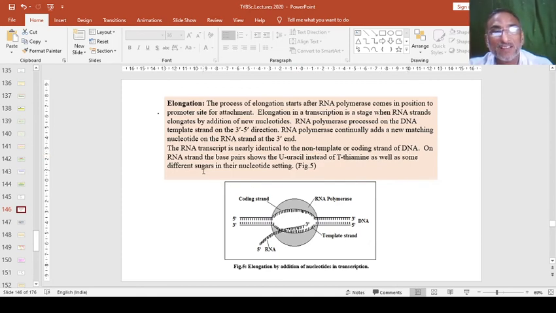On the RNA strand, the base pairs show U, that is uracil, instead of T, that is thymine, because instead of thymine there is uracil on the RNA strand and thymine is on the DNA strand. Therefore, when this DNA strand forms a new RNA strand, uracil is there instead of thymine, as well as different sugars in the nucleotides. You can see here a simple formation of the new strand where the new sugar molecules and bases are setting, or we can say these base pairs are setting.